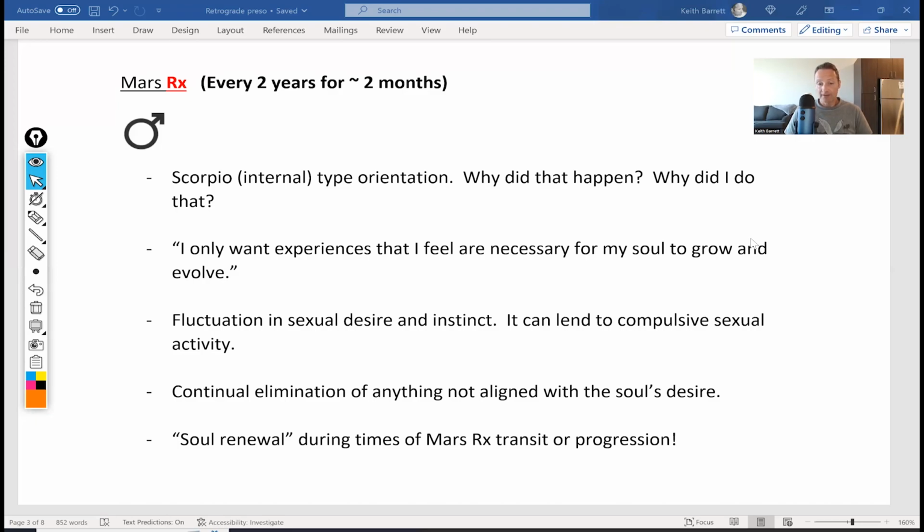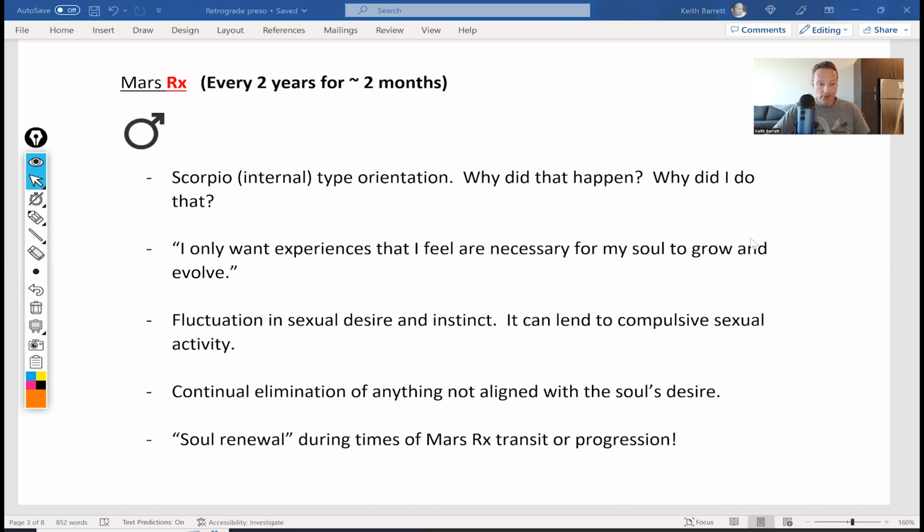Continual elimination of anything not aligned with your soul's desires, right? And that again is just doubling down on the Scorpio energy. Why am I doing this? Why am I taking this action? What did I learn from that? So that I don't repeat it, or I can close the loop on it, right?